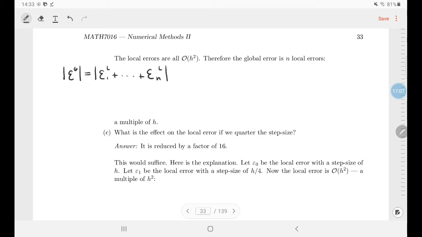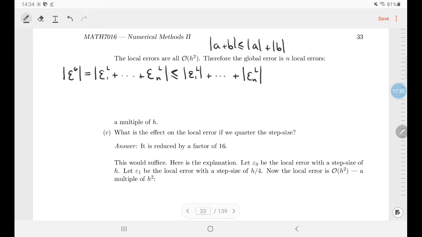Now there's something called the triangle inequality, which basically says that the absolute value of a plus b is less than or equal to the absolute value of a plus the absolute value of b. So I can use that here to say that this is less than or equal to the absolute value of the first local error plus the absolute value of the second local error, up to the nth local error, etc.